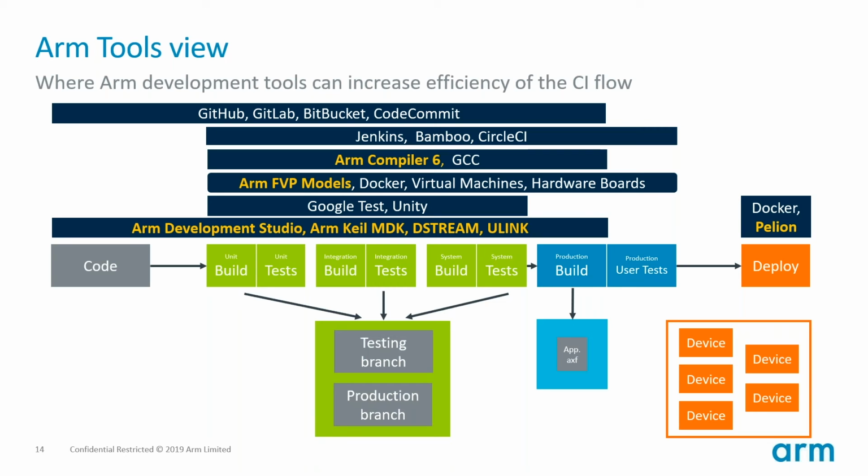Next up are the testing frameworks that are available. And there are dozens and hundreds of these, but two that we see frequently being used are Google Test and Unity as testing frameworks. And then lastly, you have the debugger, the IDE, and the debug hardware that allows you to connect up your development platforms to your IDE and your debug platform. So you have ARM Development Studio, Keil MDK, DSTREAM, and ULINK, all of which will be covered a bit later.